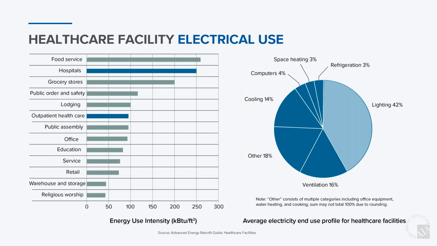So this chart shows a breakdown of what we're looking at within healthcare facility electrical use. You see the pie chart on the right here. You can see that 42%, so almost half of the healthcare facility's electrical use, is coming from lighting. That is a massive percentage.